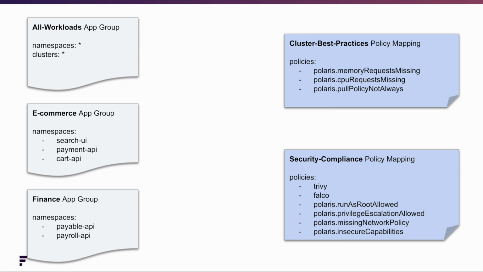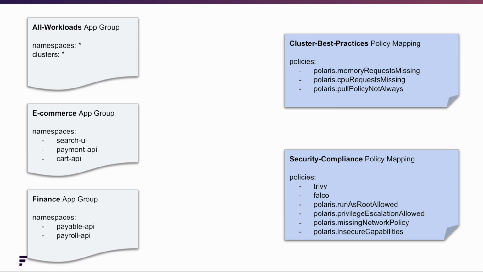Now, I've also set up policy mappings. So the first example here is cluster best practices. And you can see that there's a few policies that I want all of the workloads and all of the deployments in my Kubernetes infrastructure to follow. And in this case, it's making sure that I've got memory requests, CPU requests, and the correct pull policy on all of my workloads.